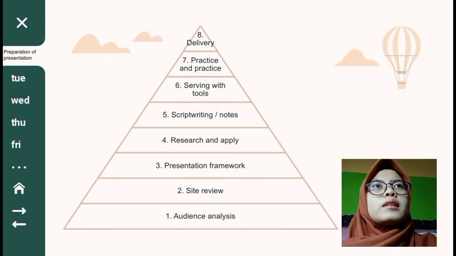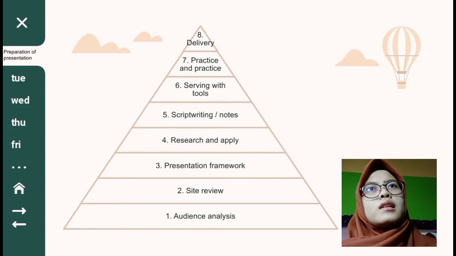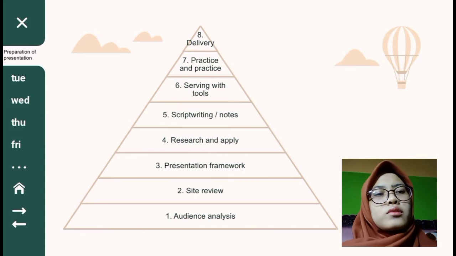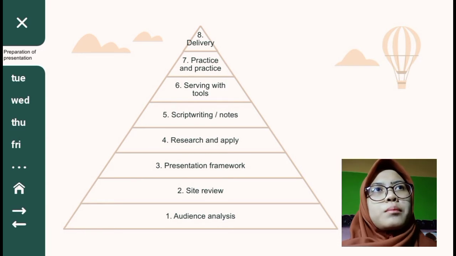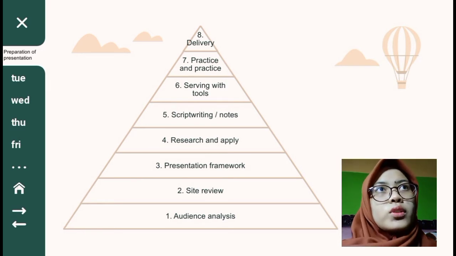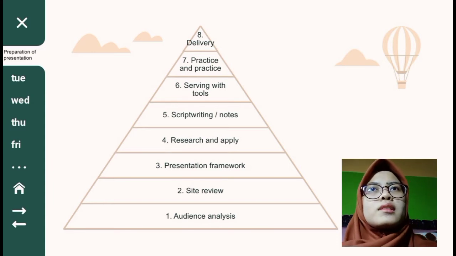This pyramid is the 8 steps to a successful presentation, such as audience analysis, site review, presentation framework, research and analysis, script writing or notes, serving with tools, practice, and the last one is delivery. I will explain one by one, and let's move on to audience analysis.